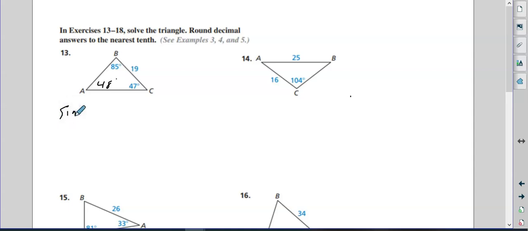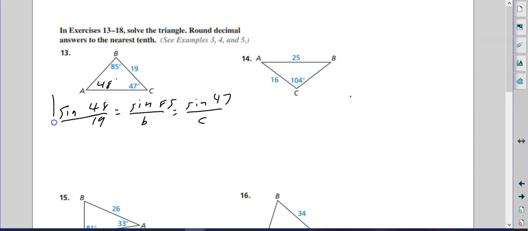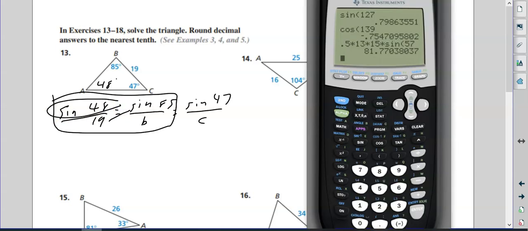The sine of 48 over 19, the angle opposite it, is equal to the sine of 85 over the opposite side, which is lowercase b, and that's equal to the sine of 47 over little c. So we can just take this first part right here and solve. And it's multiply and divide. 19 times this divided by that. So 19 times sine of 85.